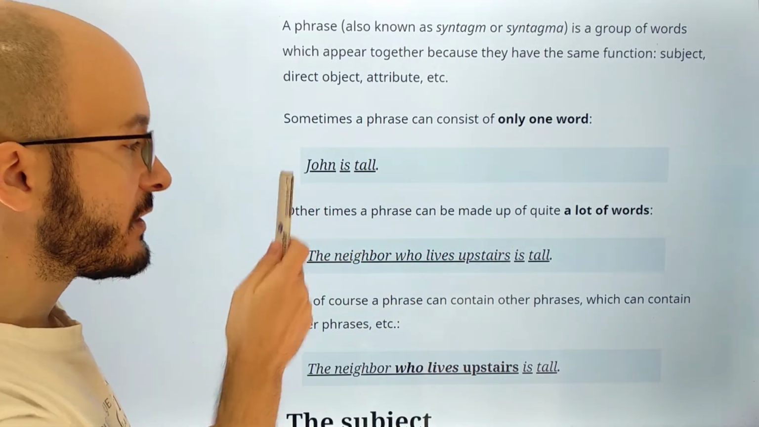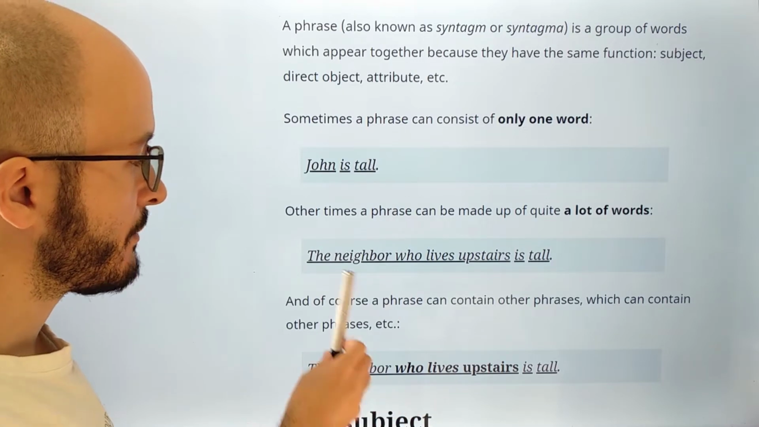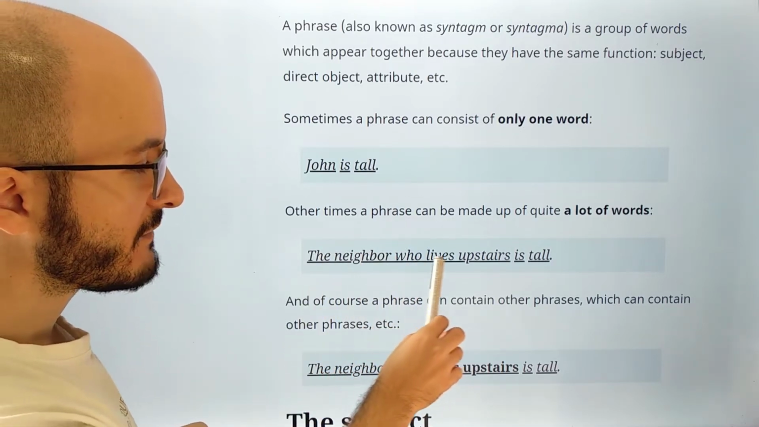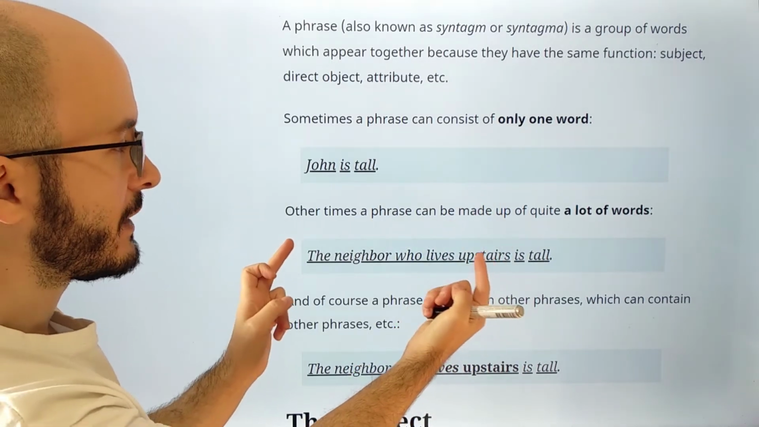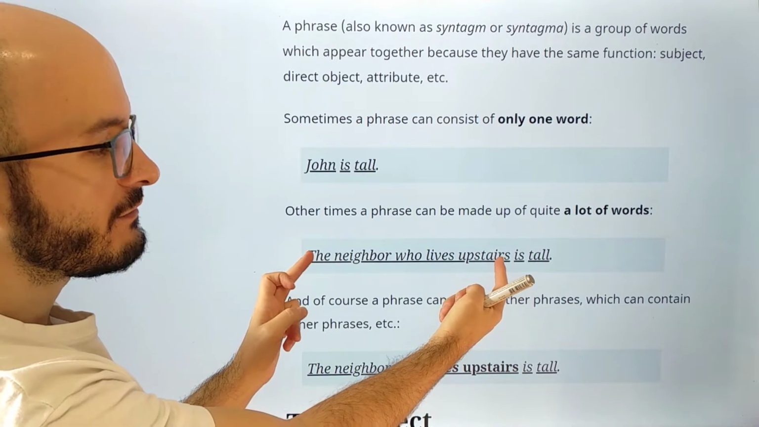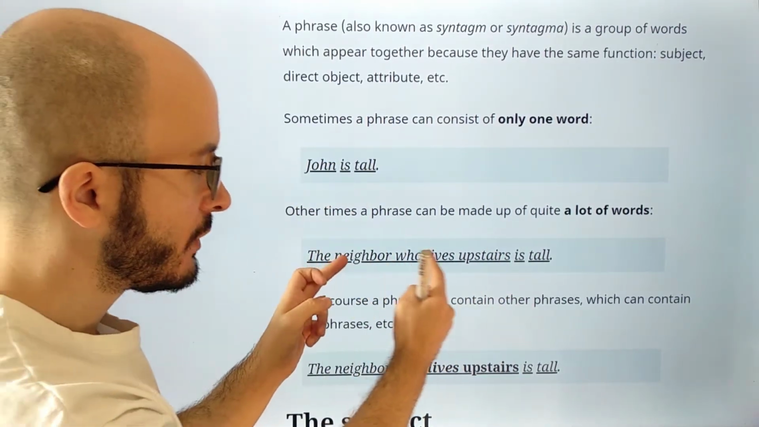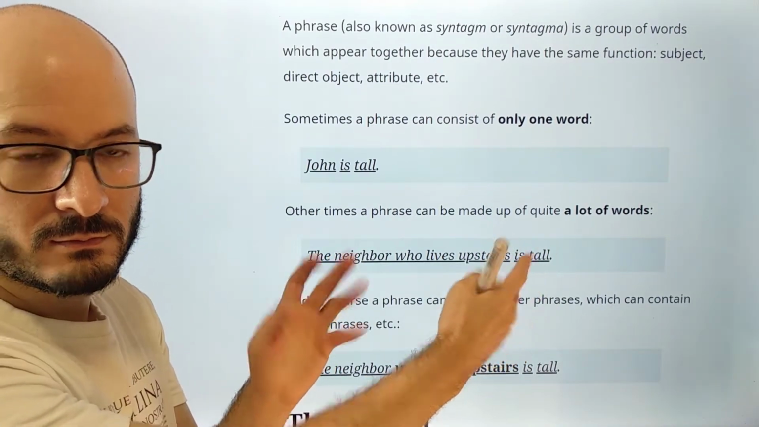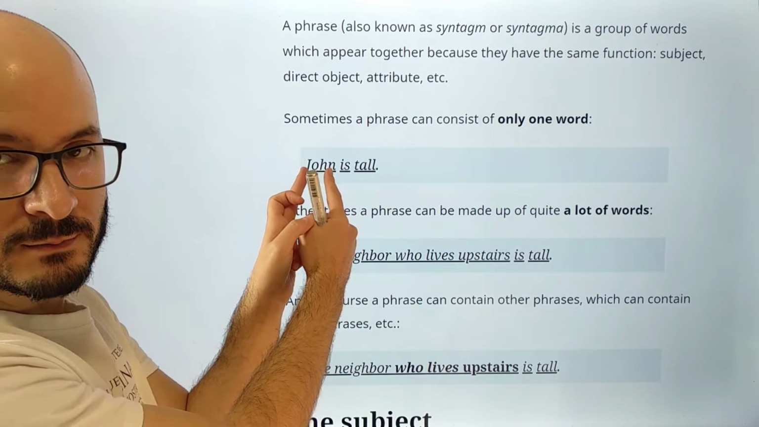Okay. Other times, a phrase can be made up of quite a lot of words. So for example, here we have the neighbor who lives upstairs is tall. So if you notice, the neighbor who lives upstairs is kind of equivalent to just John. No? So John is tall, the neighbor who lives upstairs is tall. So this is the subject, but also this is the subject.